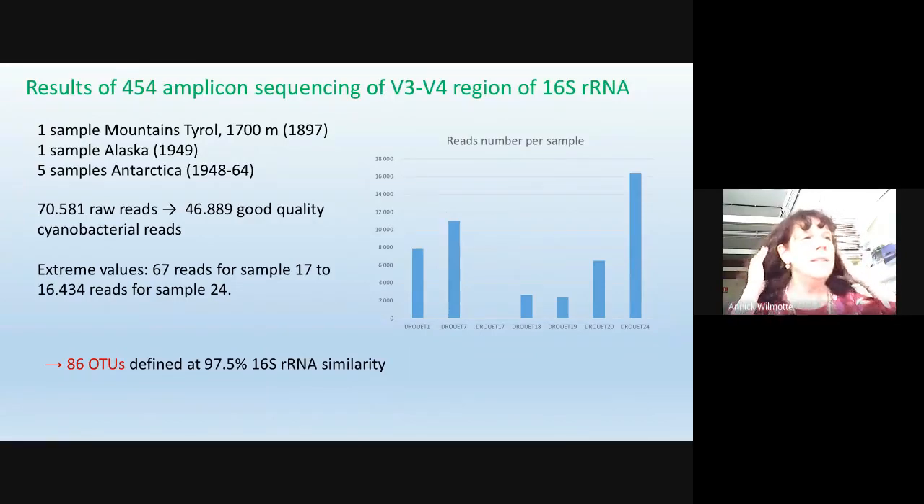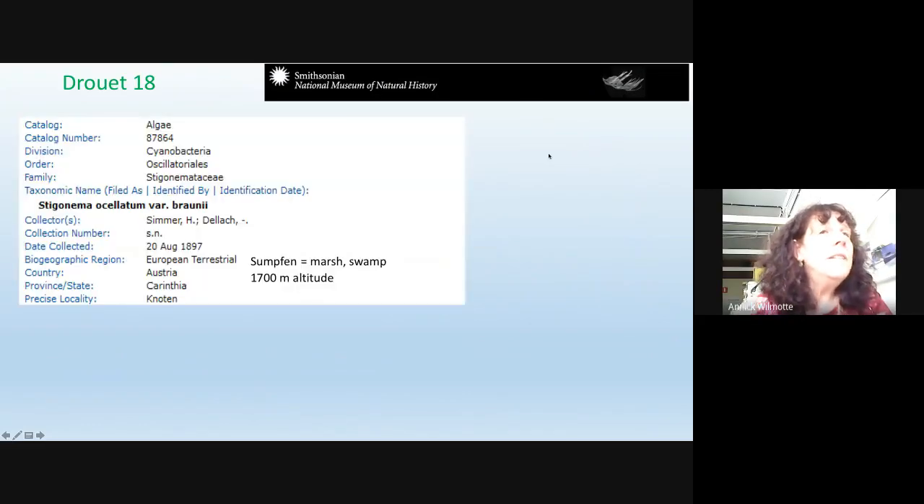Okay, so we had 68 OTUs defined at that 97.5 level of 16S similarity. So next slide, please. So the first sample we are going to look at, so we look at the samples at the diversity and the collector and the habitat. In this case, it was a sample from a mountain in Austria, in Tyrol. And on the label, it was written some additional information that was not on the website, namely that it was taken at 1,700 meters of altitude in a marsh.